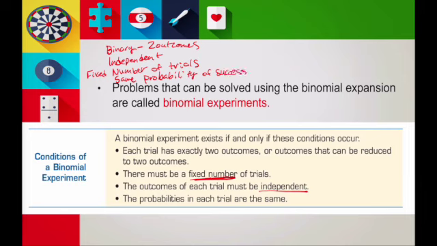So, if I write these conditions like this, this gives us the mnemonic that we use in AP Stats, BINS, B-I-N-S, for the conditions of a binomial experiment. Binary, independent, fixed number of trials, and the same probability of success. It's a little bit awkward. We took some liberties with the initials there, but BINS.